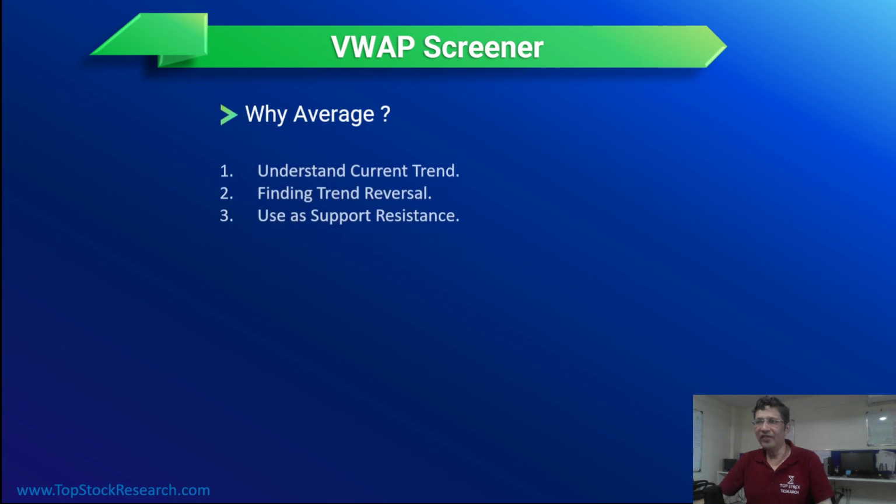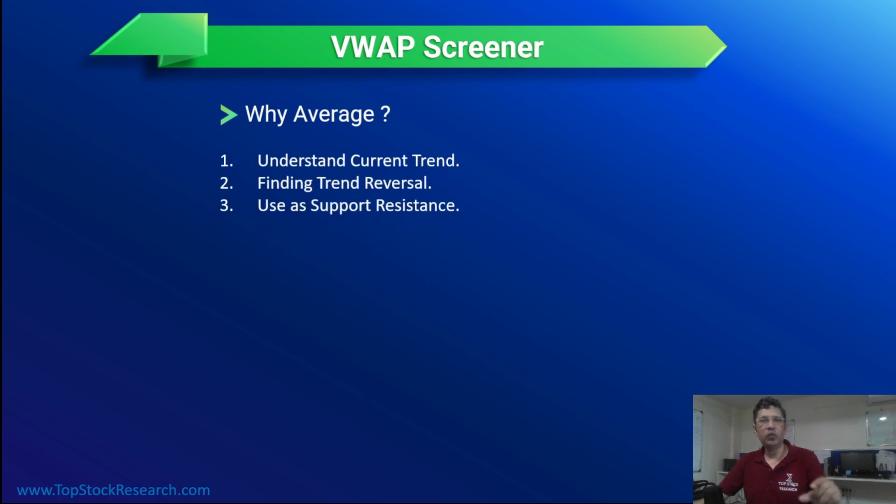Right? VWAP. Why average? Average helps you to understand a few things. Number one, what is the current trend? So if the average is going upwards, then it's an uptrend, or if it is going downward, it's a downtrend. It also helps you to find trend reversal. When the price crosses a certain average, it's called a breakout, and that's where a lot of professional traders use that as a trend change. And it can also be used as support and resistance. If you're familiar with these things, well and good. If not, then I'll recommend you also watch our moving average videos where we have explained a lot of these concepts in greater detail.